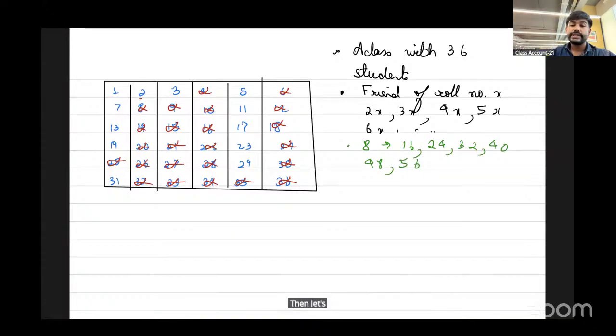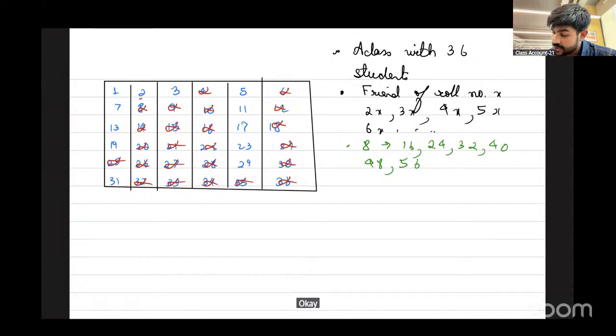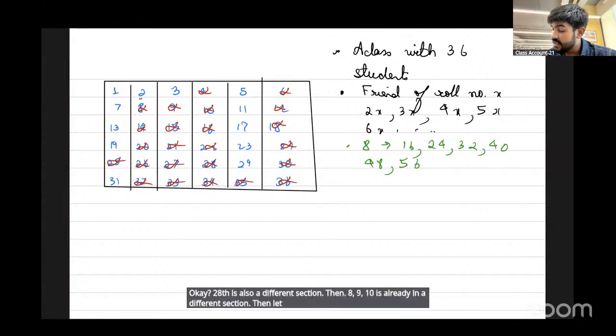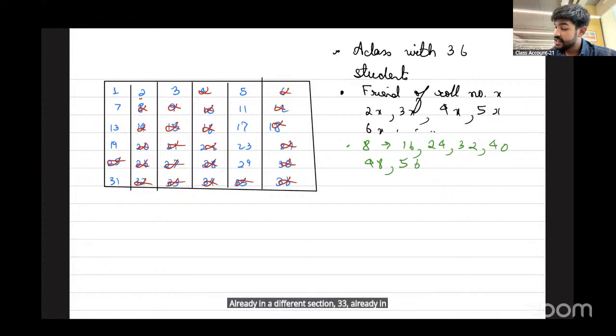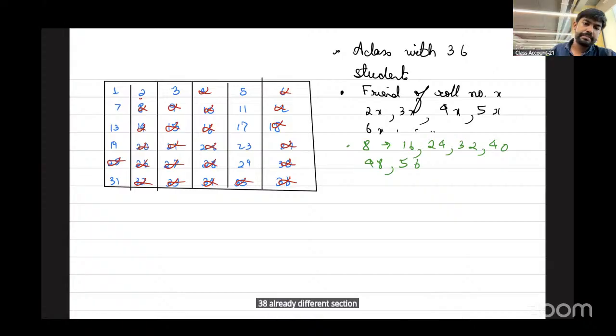Then let's go to 6, already in a different section. Let's go to 7. 14, different section. 21, different section. 28, different section. Then 8, 9, 10 are already in a different section. Then let's go to 11. 11's friend is 22, already in a different section. 33, already in a different section. Let's go to 13. 26 is in a different section. 17, 34 is already in a different section. 19, 38, already different section. So all the people have been isolated from their friends.